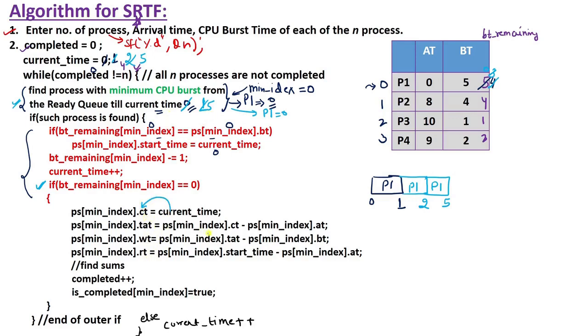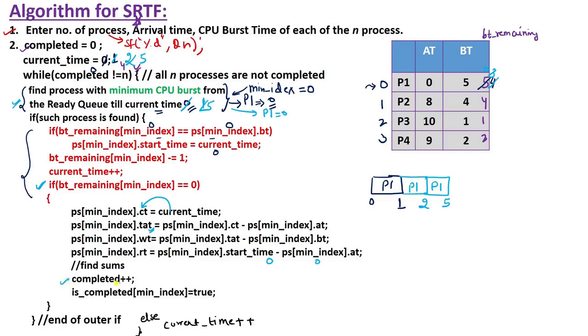Then with the help of completion time, we are calculating turnaround time. Turnaround time helps us calculate waiting time, and then we calculate the response time. For P1, what is the response time? It arrived at 0 and it got the CPU at 0. So here we say start time minus arrival time. The start time for P1 is 0 and the arrival time is 0, so 0 minus 0 is 0. Then we compute the sum, as we did inside SJF also. We add turnaround time, waiting time, response time in their 3 separate variables.